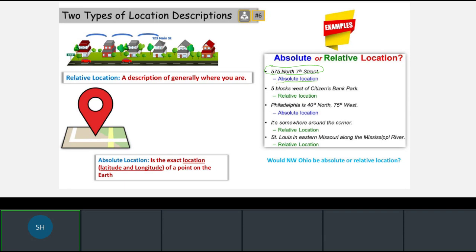But if I said I live 5 blocks west of Citizens Bank Park, I'm not telling you exactly. I'm just giving you kind of a general area. If I say that the city of Philadelphia is 40 degrees north, 75 degrees west, that is an absolute location. But if I say I'm somewhere around the corner from this bank, that is a relative location. And if I say that St. Louis is in eastern Missouri, again, that is a relative location. So, question for you to think about as we wrap things up. Would Northwest Ohio be an absolute or relative location?